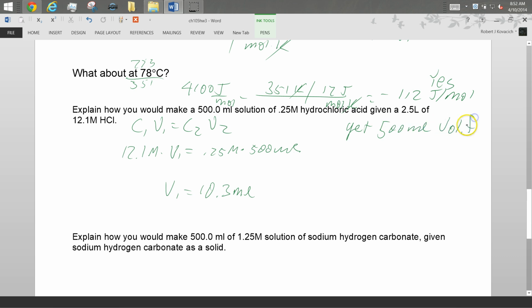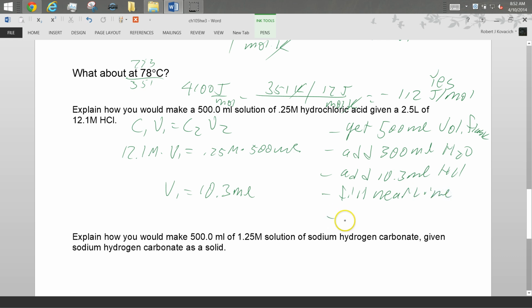So what you need to do is get a 500 milliliter vol flask, add, I don't know, maybe 300 milliliters H2O, add your 10.3 milliliters HCl, fill near the line, and then fill to the line, probably with a dropper. Why don't I just throw the 10.3 milliliters in the vol flask and then do the rest with the water? Does anyone remember from the safety video?